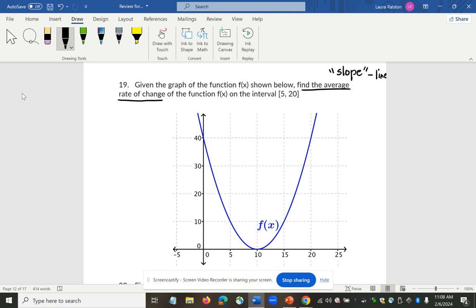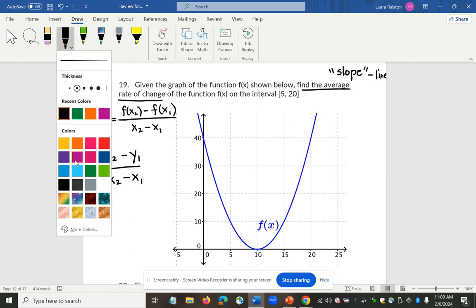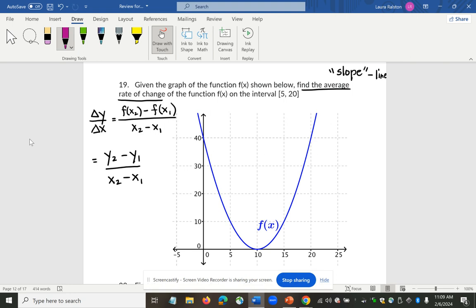So the formula looks a little funky. We write it delta y over delta x. That's usually the formula for average rate of change. In terms of function notation, you would have f of x sub 2 minus f of x sub 1 over x2 minus x1. Now guys, that's really the same thing that we had earlier for slope: y2 minus y1 over x2 minus x1. Average rate of change is the same idea as slope. Slope only applies to lines. Average rate of change applies to graphs. They want us to look at the interval from 5 to 20, so they're giving me my x's from x1 to x2.